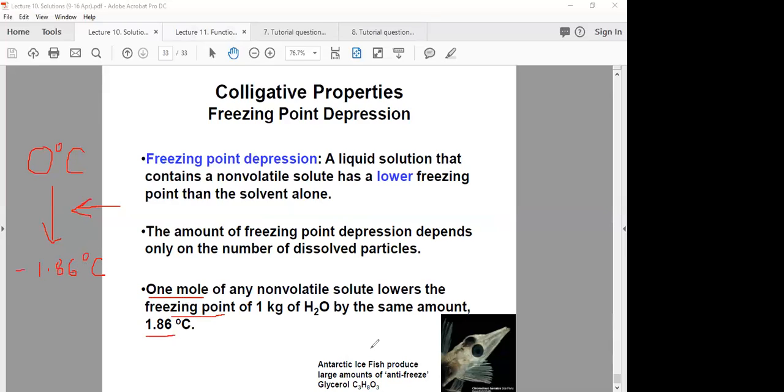And we've got a very nice example here. The Antarctic ice fish produces its own antifreeze in the form of glycerol. And here's the chemical formula for glycerol, and this means that its blood, its body fluids, actually remain fluid even in really cold temperatures that would normally freeze liquid. So I think a nice example to illustrate that.